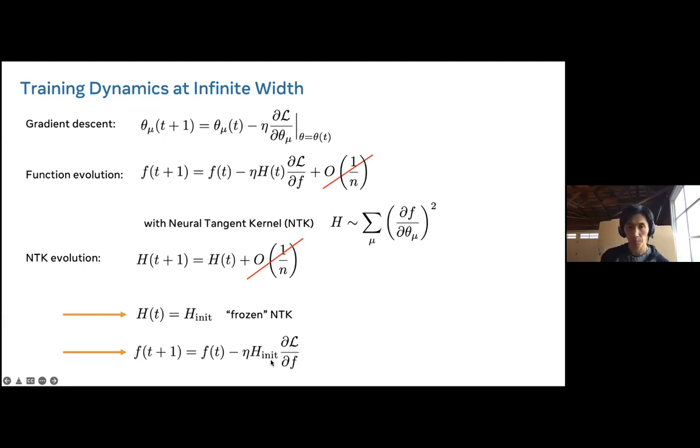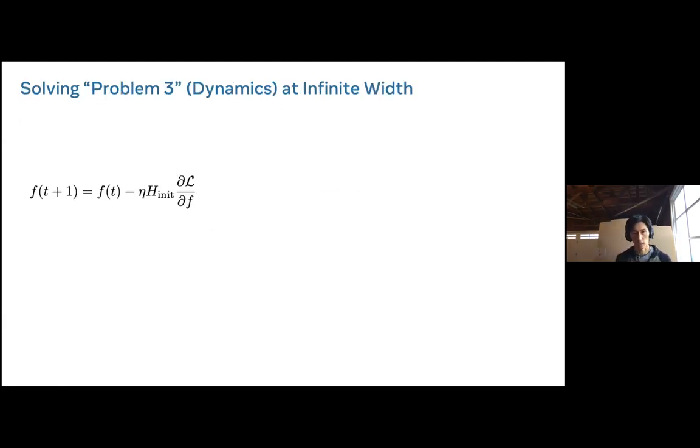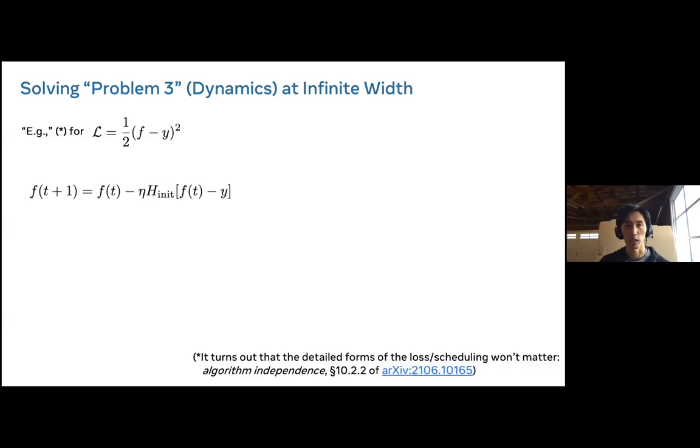Okay. So now you take this evolution of the function, and let's take some concrete example, even though actually the answer doesn't depend much on the detailed form of the loss function you take. And there's some algorithm independence, which is nice for theorists, but weird for practitioners in this limit.